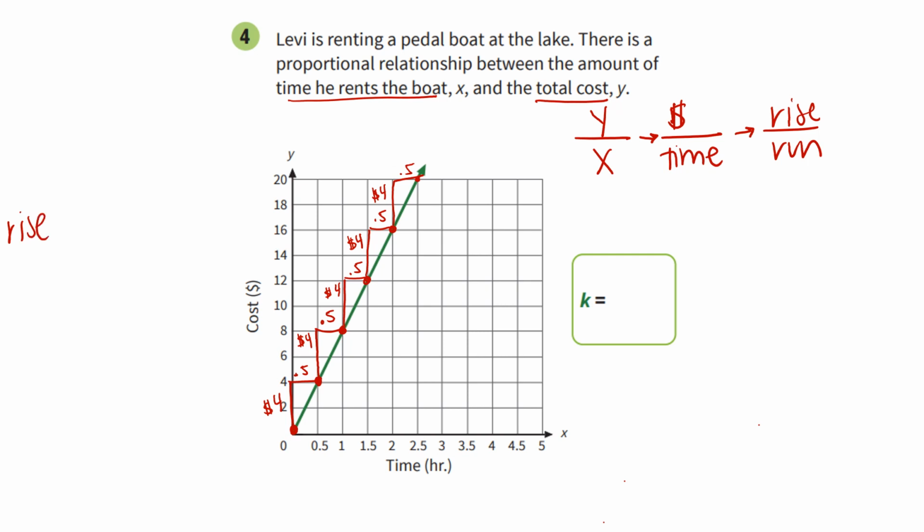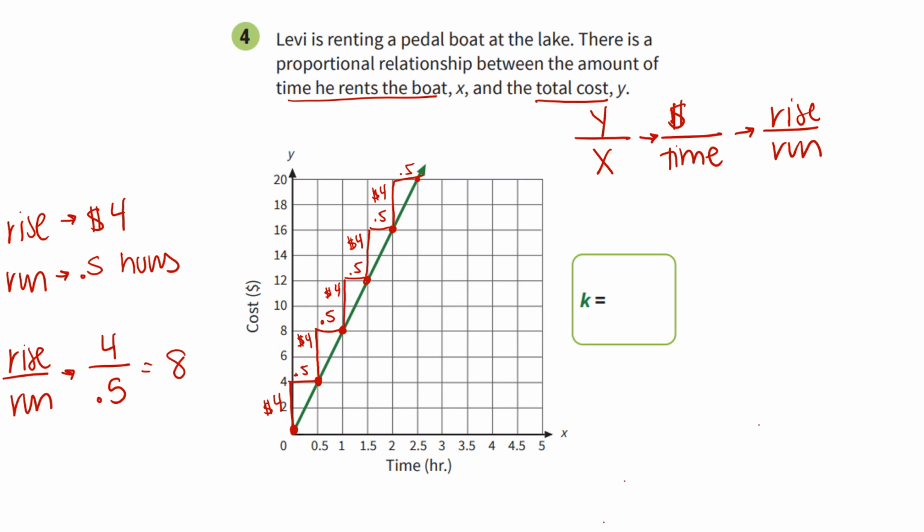So our rise number is our $4. Our run value is the 0.5 hours. We set up our fraction with our rise number on the top and our run number on the bottom. 4 divided by 0.5 is 8. It costs $8 per hour to use the boat. So our unit rate is $8, which we use in the equation y equals kx to make y equals 8x.